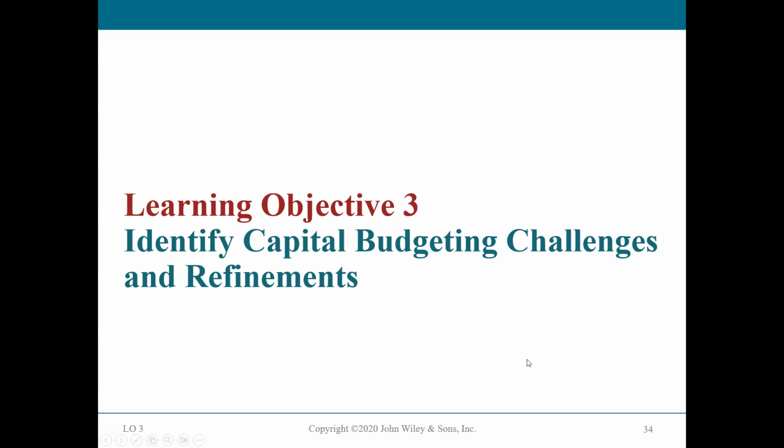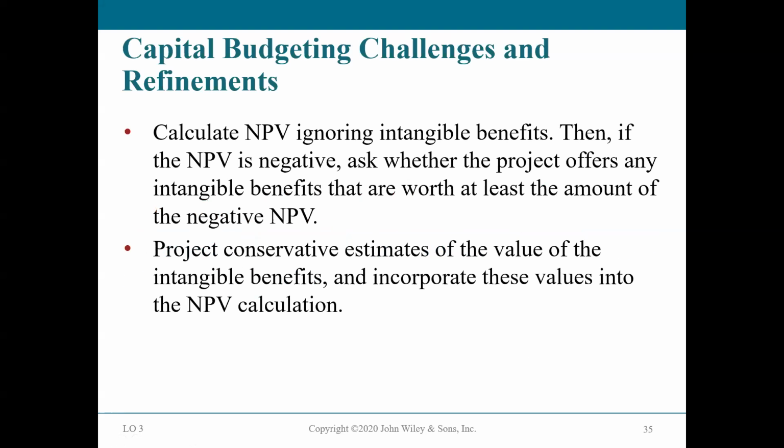All right, next section, let's look at capital budgeting challenges and changes that you might make to your processes. So sometimes, we always calculate net present value, but we ignore intangible benefits. So if the net present value is negative, sometimes you want to ask yourself, are there other benefits that are worth at least some value? So you might not have looked at the impact on other projects, maybe the impact on morale of your employees because it's newer equipment versus what they're using, et cetera. So sometimes you need to consider other, what we call intangible benefits.